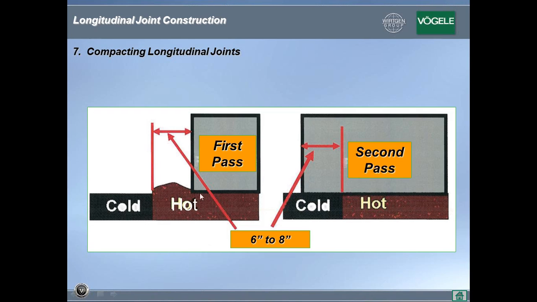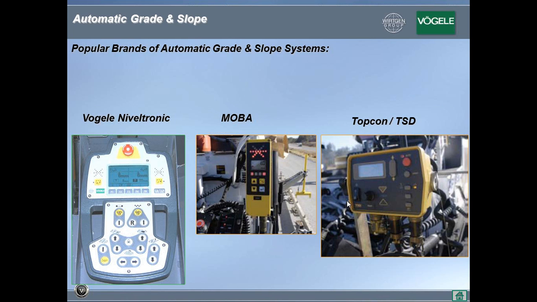Rolling hot to cold. On the hot side, you leave roughly 6 to 8 inches on your first pass. On your second pass, you overlap 6 to 8 inches on the cold side. So on your first pass, if you stay inside 6 to 8 inches from the cold joint, then you will have a little bit of a hump of asphalt created there on your first pass. Then on your second pass, you will compact that, creating a higher density at the joint. So those are some of the practices for a proper longitudinal joint.